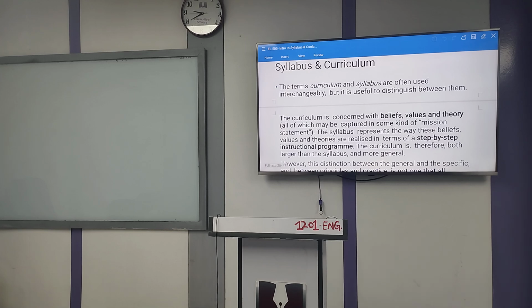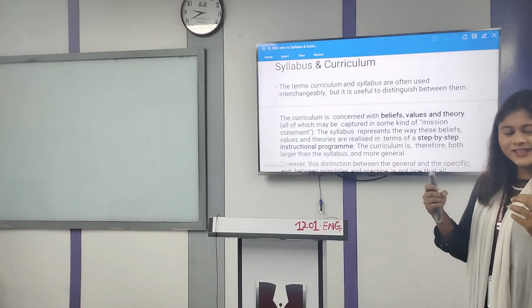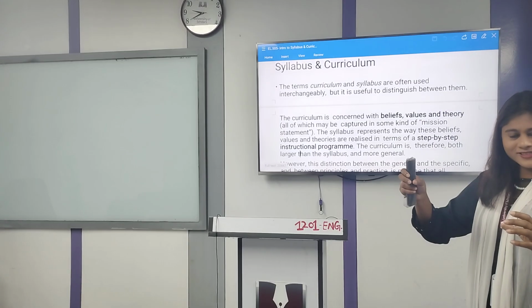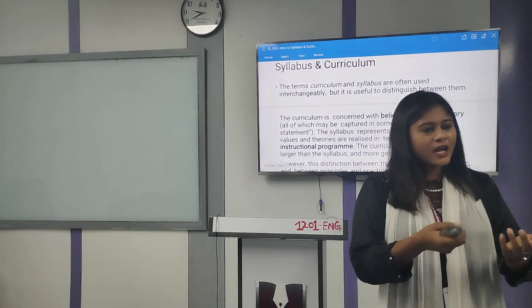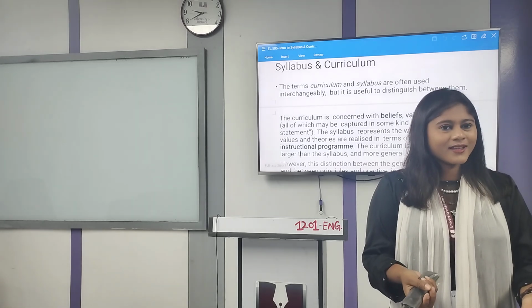The curriculum is concerned with the ideas, the values, the theory, all of which may be captured in some kind of mission statement. It's like a theory, the idea. Your basic idea, like the Quran, where everything is there, a code of life. Curriculum is like that. It validates how each classroom teacher interaction will be, then how will you learn, which kind of book will be used, like a constitution.